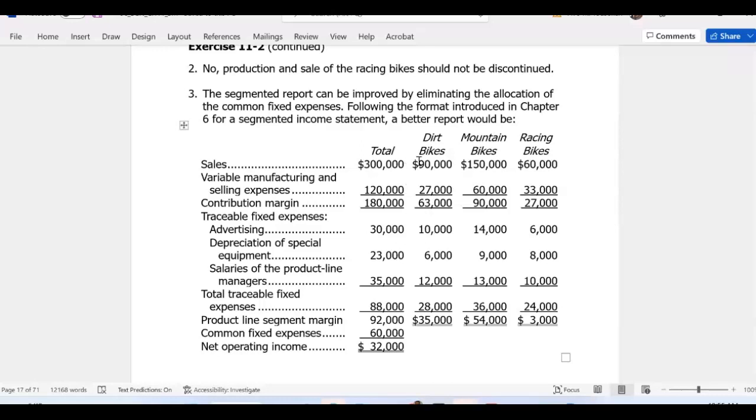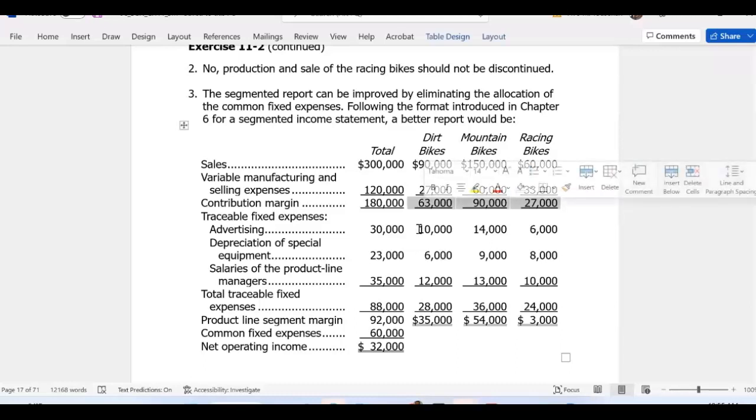In the book, it says common cost is allocated, but that's fine. But technically, common cost is going to happen no matter what. So you have to look at your contribution margin of, let's say, every single product, which is positive. And then you have some related fixed expenses that is traceable.